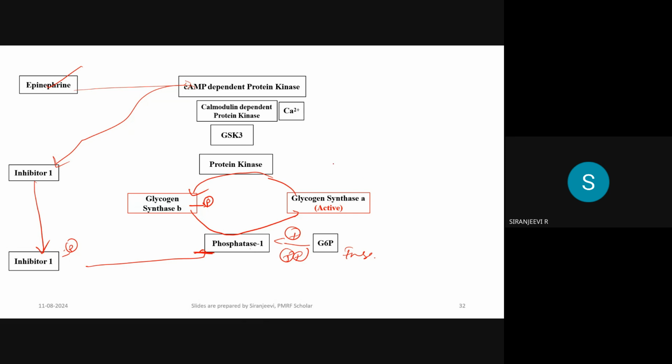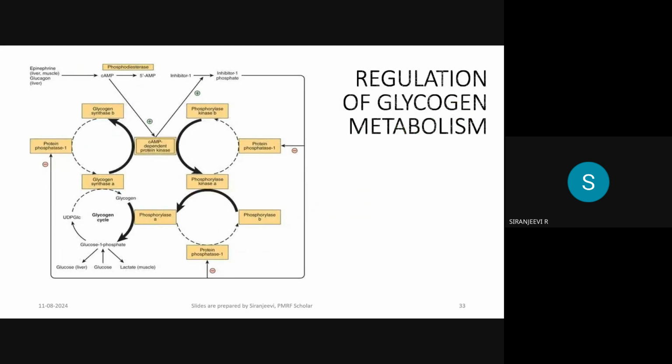So calmodulin also will favor this reaction, then glycogen synthesis will be in the active state, and the glycogenolysis activity is reversed. It's quite the reversal of whatever we have seen. If epinephrine is there, it will prefer glycogenolysis. If insulin is there, it will prefer glycogen synthesis. And this is the overall mechanism that we see.